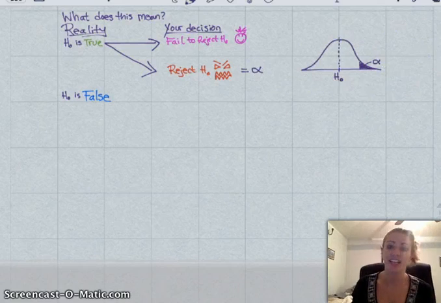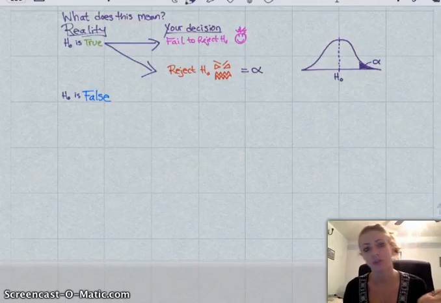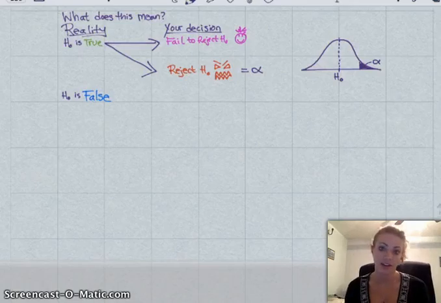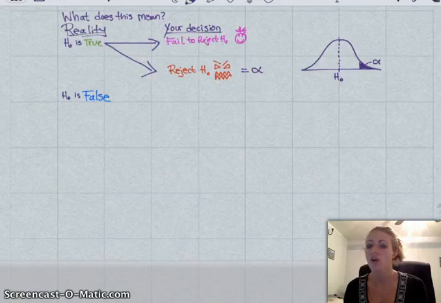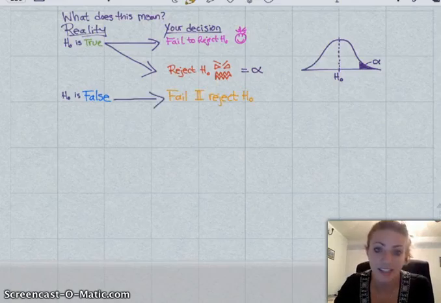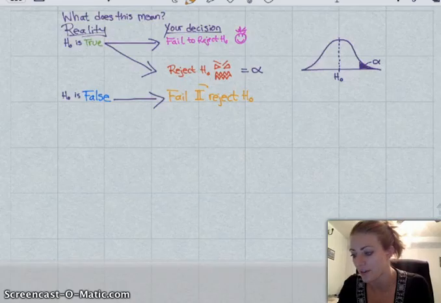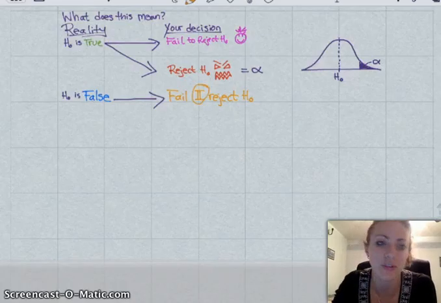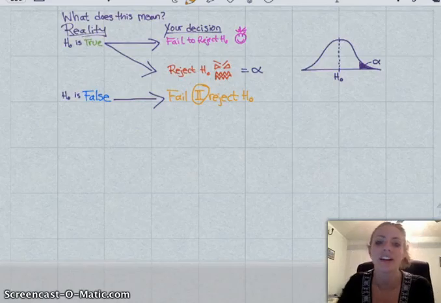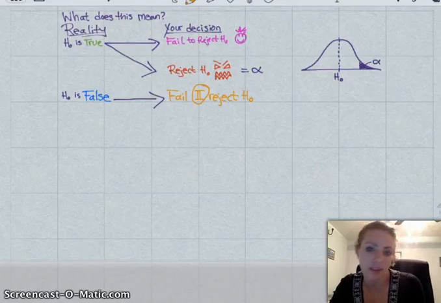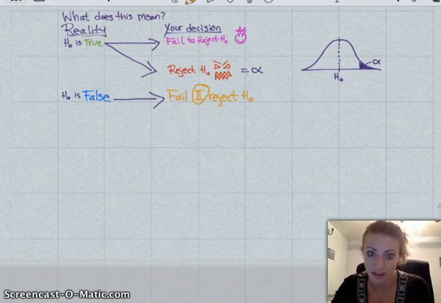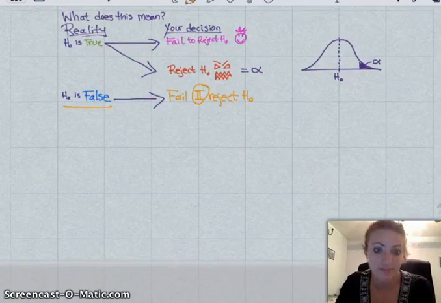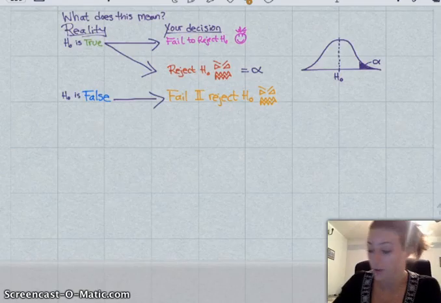Now, if your reality is that the null hypothesis is false, you don't actually know what's true, but you do know that the hypothesis is false. And so you can either, again, fail to reject the null hypothesis or reject it. So in this case, if we fail to reject, notice how I wrote fail to reject, so you remember that it's a type 2 error. Fail to reject the null hypothesis, we've made an error now because the null hypothesis is truly false, but we didn't reject it. That's a problem. And we call that error beta.